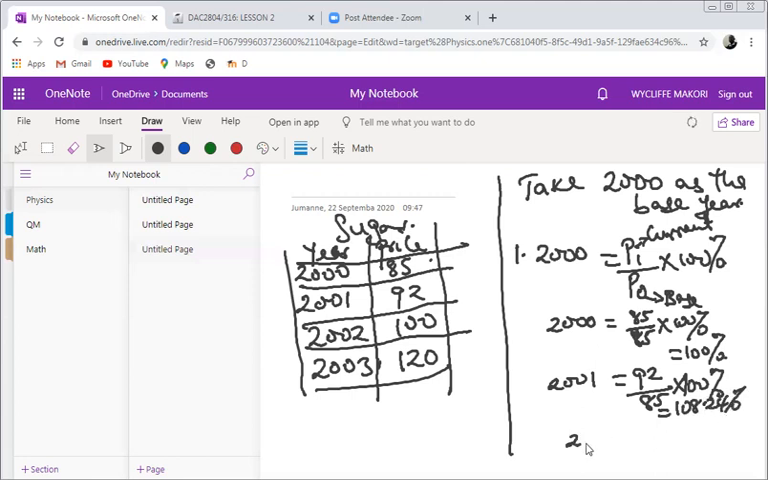108.24%. For the year 2002, it is going to be the price for the year 2002 over the price of the base, which is 100 over 85 times 100%, whereby you will find 100 divided by 85 to be 117.65. So when you go to 2003, it is going to be the price of 2003, which is 120, over the price of the base, which is 85. Then you multiply by 100, which is going to be what?